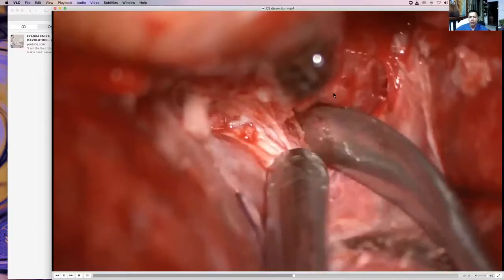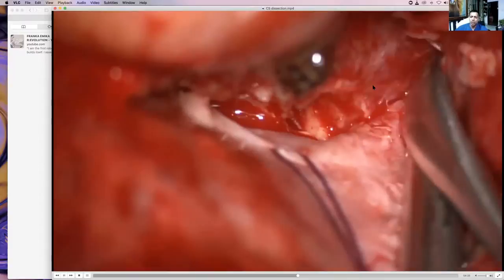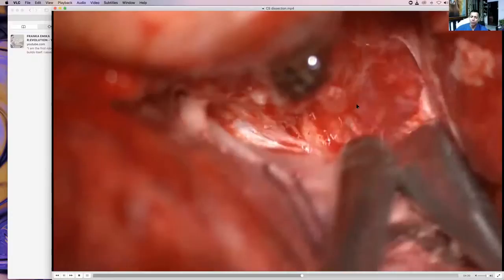And I'm going to... this is a superior orbital fissure. This is a superior orbital fissure. The cavernous sinus overlying the superior orbital fissure. And I'm going to take off this temporal lobe away from this.